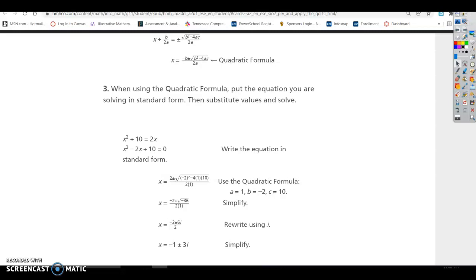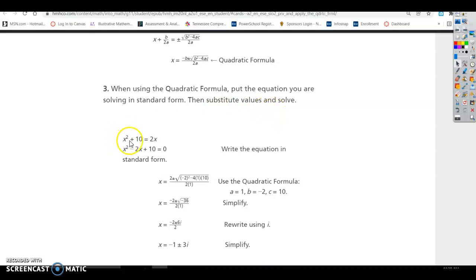Now this is a formula that you need to commit to memory, because this is something that you will see often, even on the ACT. And they don't give you the formula, you're just expected to know how to use it. Okay? When using the quadratic formula, put the equation you are solving in standard form. That means from your highest exponent down. Then solve for the values.